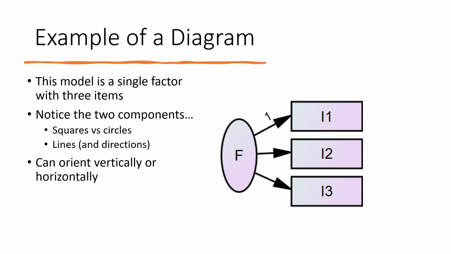Now, it's important to realize it's kind of a nuts and bolts thing. You can orient these horizontally or vertically because the arrows define the direction. So I could have the items on bottom and the factor on top, or the items on the left and the factor on the right, or the items on top and the factor on the bottom, depending on what I'm doing. And you'll see these constructed all throughout in those ways. So that happens all the time.